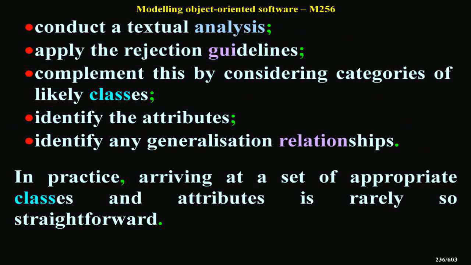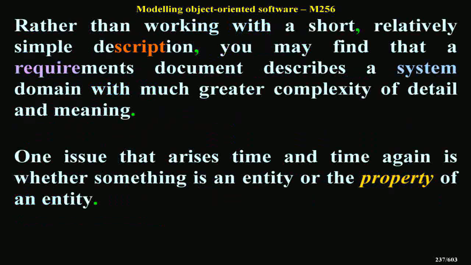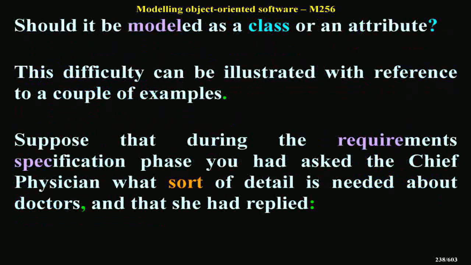In practice, arriving at a set of appropriate classes and attributes is rarely so straightforward. Rather than working with a short, relatively simple description, you may find that a requirements document describes a system domain with much greater complexity of detail and meaning. One issue that arises time and time again is whether something is an entity or the property of an entity. Should it be modeled as a class or an attribute?